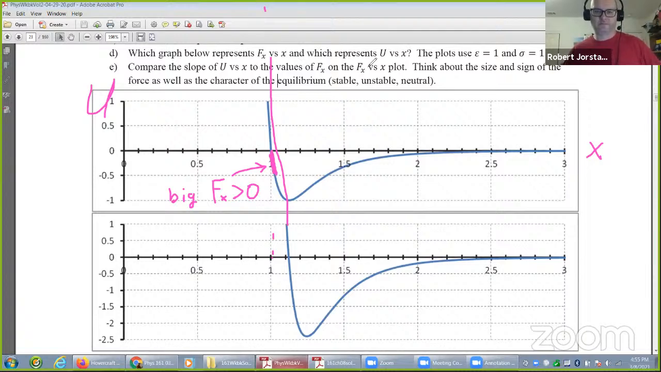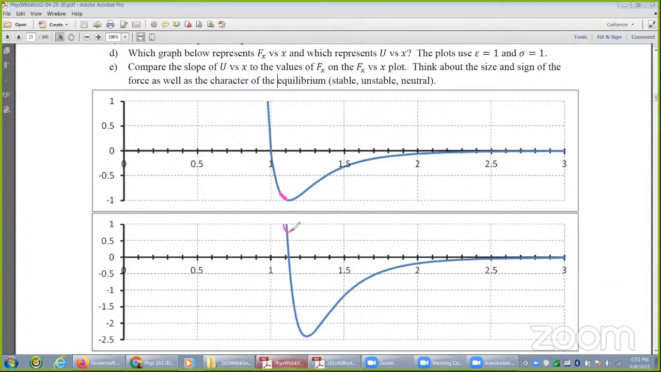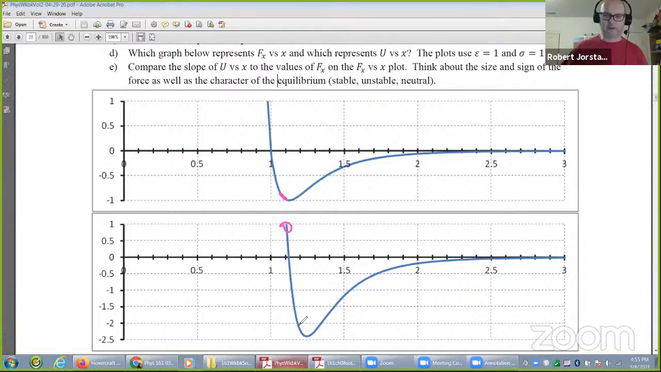So, okay. What about right here? So right here, did the force get bigger or smaller? Small. And now it's starting to show up on the graph. And finally, when we get to here, we're right above it, right? That's this spot right here. That's the equilibrium position. If you recall, that was 1.12 sigma. Remember that? Notice it's right where it should be.